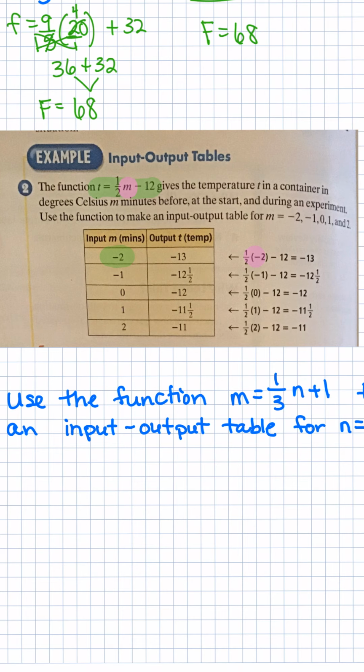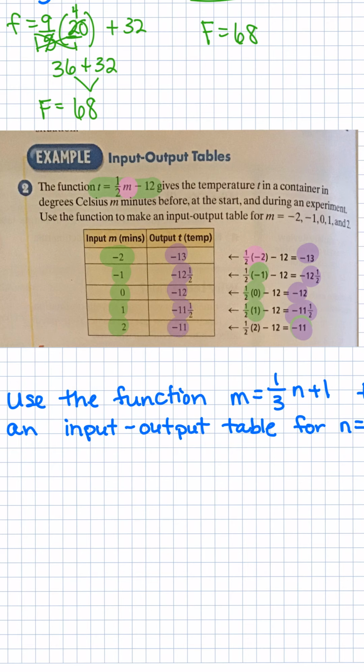Oh, let's change that color. So if we put the input -1 in, the output is going to be -12.5. If we put 0 in and solve, we get -12. If we put 1 in, we get -11.5. If we put 2 in, we get -11.